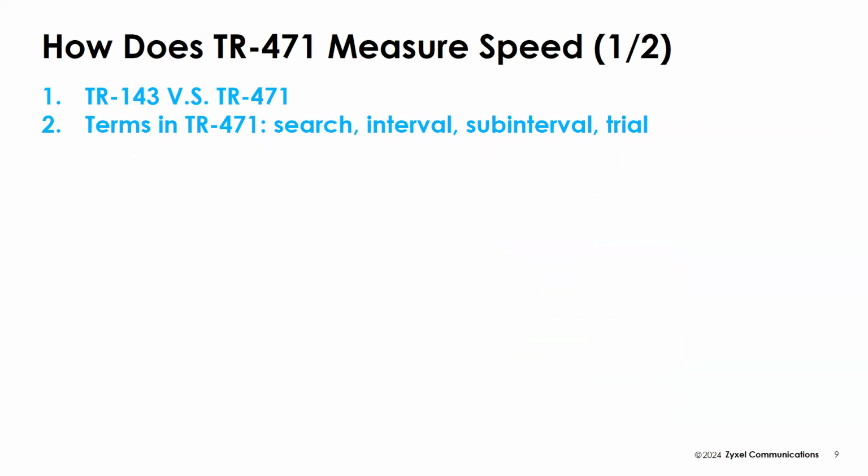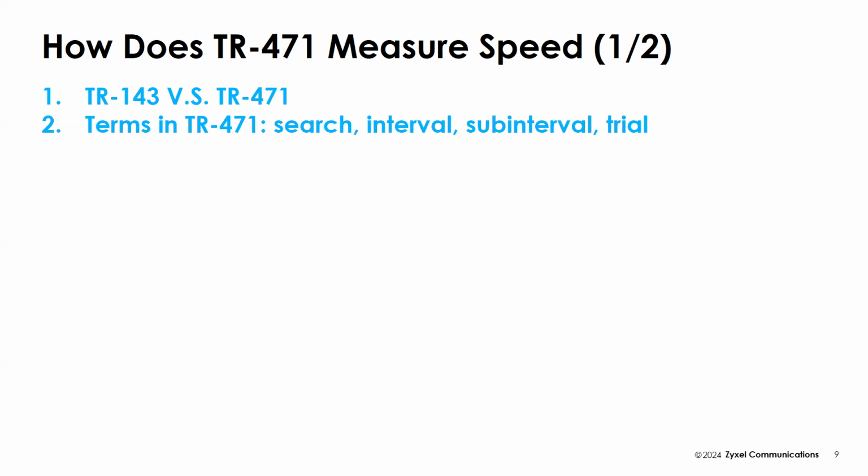Okay. And how does TR-471 measure speed? Before we talk about how TR-471 does it, let us talk about what TR-143 does. The way TR-143 measures speed is that it only subtracts the transmitted byte count from the starting time to the ending time. And the design makes it impossible to understand information such as a variation in the speed during the data transmission, or to provide feedback on packet loss or delay in a complete transmission.